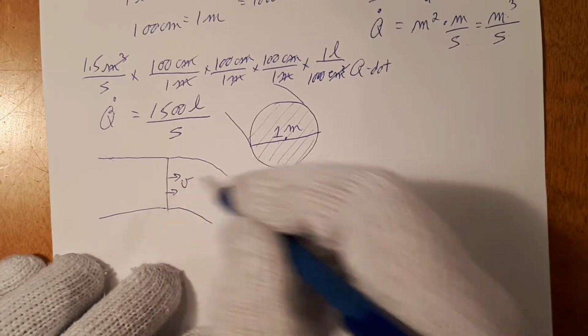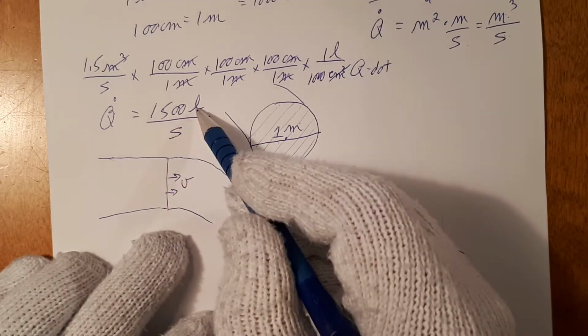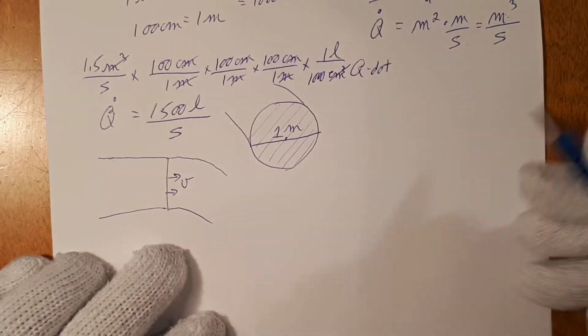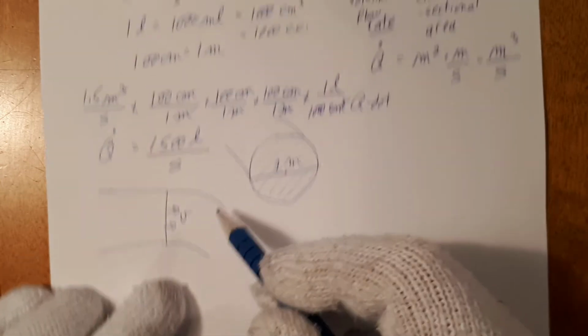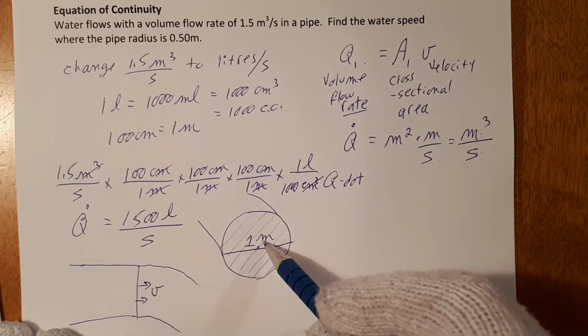And this will be the velocity of the water coming out. And Q dot means there'll be 1,500 liters of water gushing out of this pipe every second. Well, that's a big, big pipe. Again, for our equations here to work, this has to be completely filled with water.